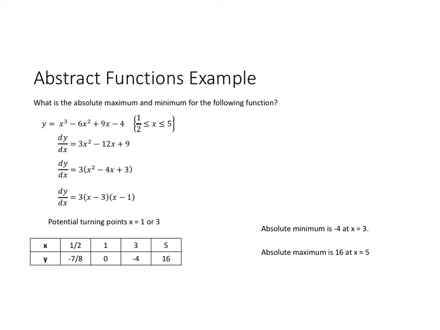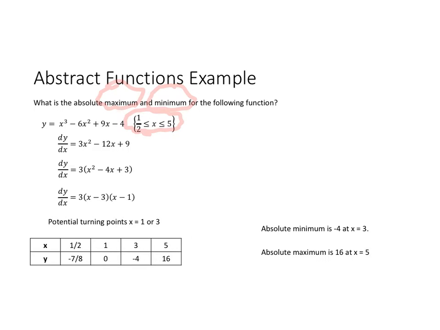So let's look at an example of an abstract function type problem. So this would be a case where you're given a particular function and you're asked to find the absolute max and min for the following function, okay? And what's important here is we are given a range, okay? So we're given a range over which we are looking for this max and min.